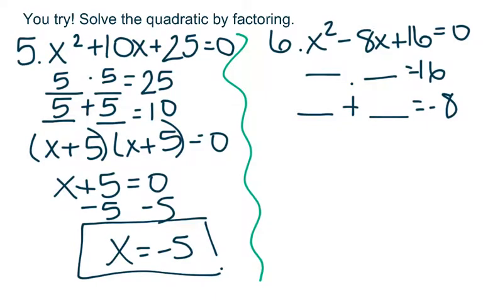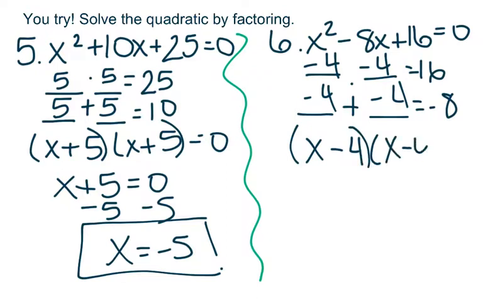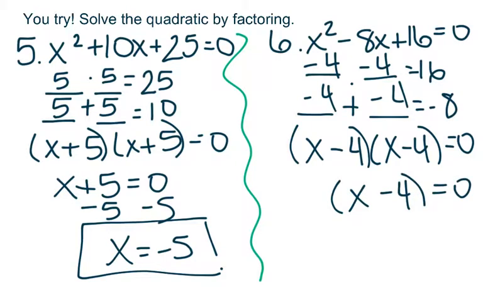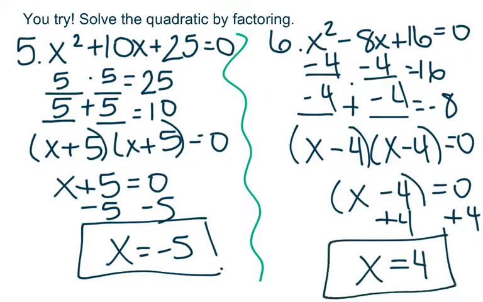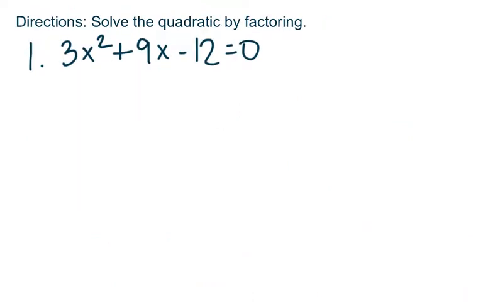Those two numbers are going to be negative 4 and negative 4. So I have x minus 4 and x minus 4 equals 0. I'm only going to do one of them, and I don't need parentheses. I don't know why I wrote those. I'm going to add 4 to both sides. x equals 4. If you were to graph it, it would only hit the x-axis once, at x equals 4. Alright, so now let's factor with some hard ones.